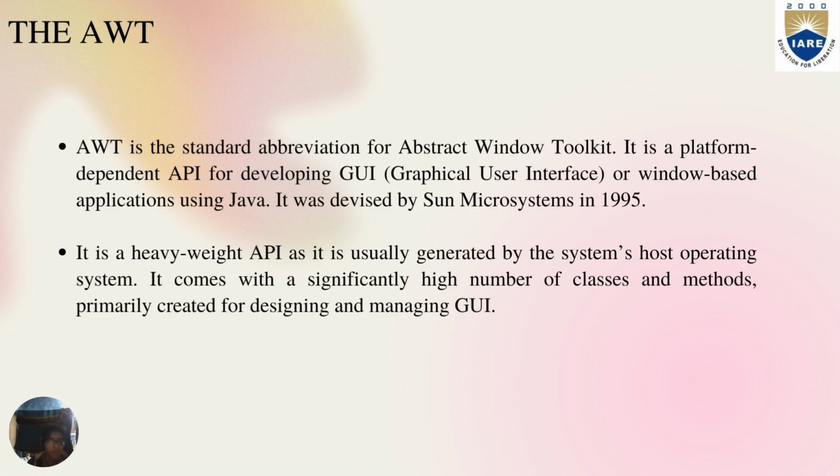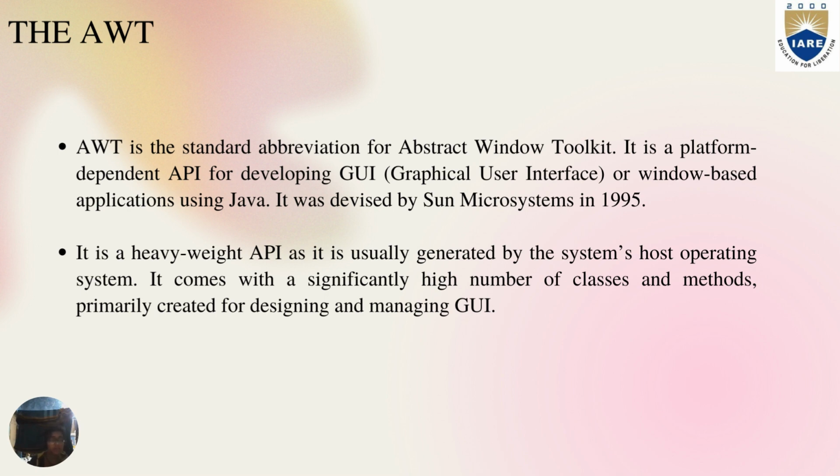AWT. AWT is the standard abbreviation for Abstract Window Toolkit. It is a platform-dependent API for developing GUI, graphical user interface, or window-based applications using Java. It was devised by Sun Microsystems in 1995. It is a heavyweight API and it is usually generated by the system's host operating system. It comes with a significantly higher number of classes and methods, primarily created for designing and managing graphical user interfaces.